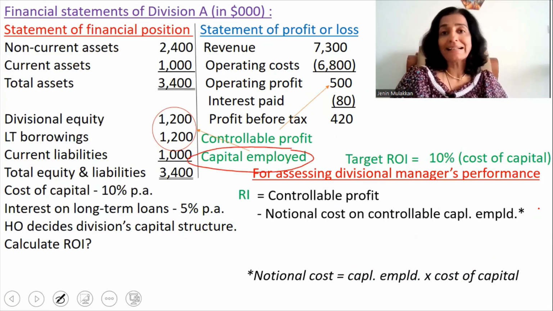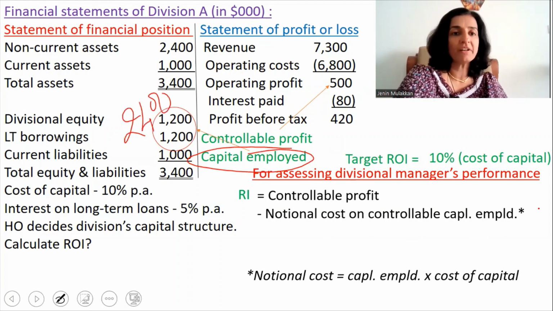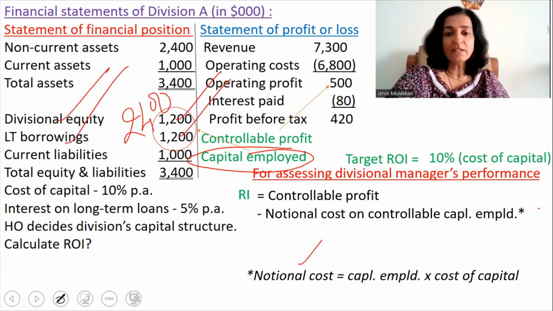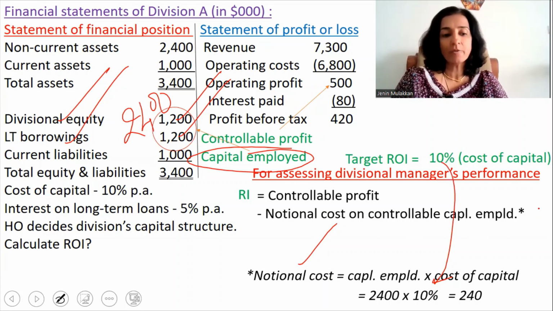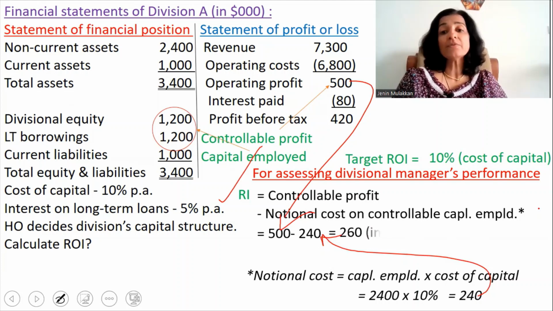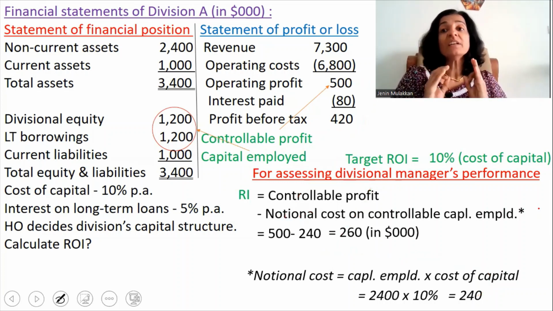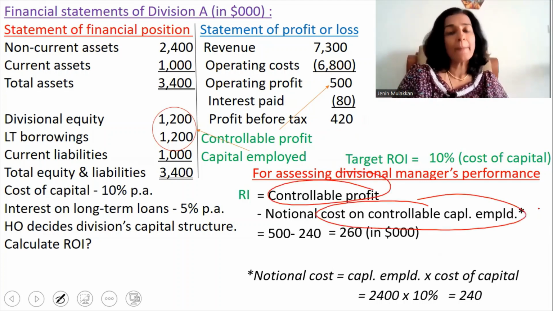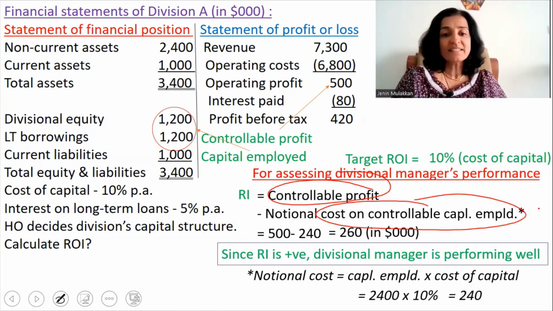So capital employed, when we calculated ROI, we found that it is 2,400. That is 1,200 plus 1,200, the equity plus the long-term loans. So calculating the notional cost of capital, it is 2,400 multiplied by 10%, or 240. Now calculating the RI, controllable profit is 500 and the notional cost is 240. So we are left with a positive residual income of 260, which means that the divisional manager is performing well because the controllable profit exceeds the cost of capital. So the evaluation is, since the RI is positive, the divisional manager is performing well.